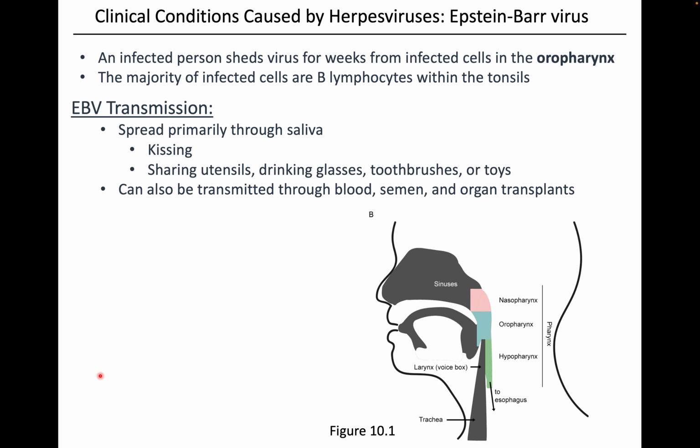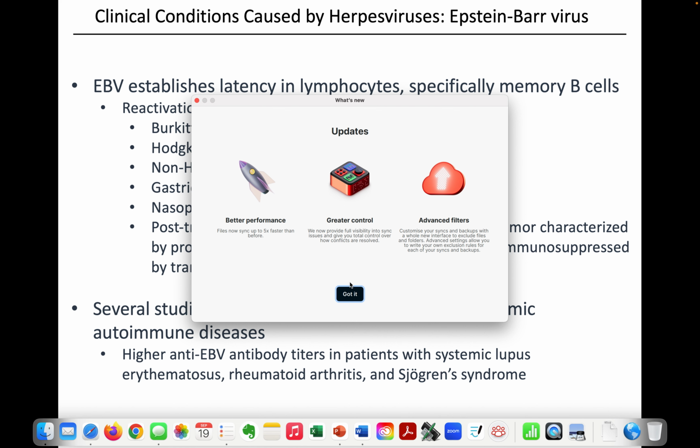You may have heard of mono referred to as kissing disease, and that's because primary transmission is going to be through saliva, so the virus likes to replicate in the naso-oropharynx, tonsils. So really anything that's going to put you in contact with human saliva would transmit the virus, although it can also be spread through contact with infected blood or semen, or, as we've discussed, through organ transplantation.